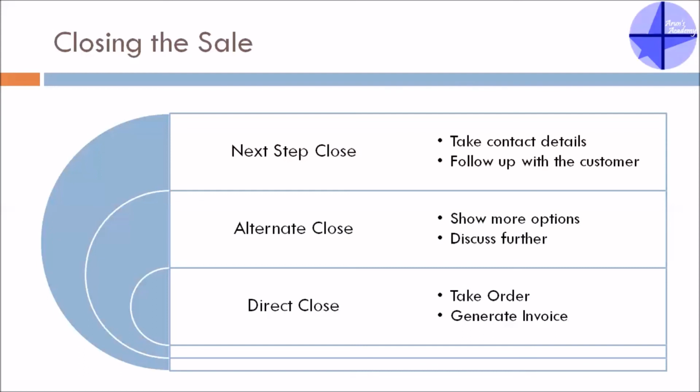And there are 3 types: direct close, which is not very common, but very good from the sales perspective, which is taking the order and generating the invoice and giving the product or service to the customer. Second type of closure is alternate close, which is giving some more options to the customer before he or she decides. And the third and most common closing is next step close, where you as a salesperson need to take some further steps, maybe a follow-up call or one more demo, etc. For that, you need to take the contact details and a time and date from the customer and do the follow-up.